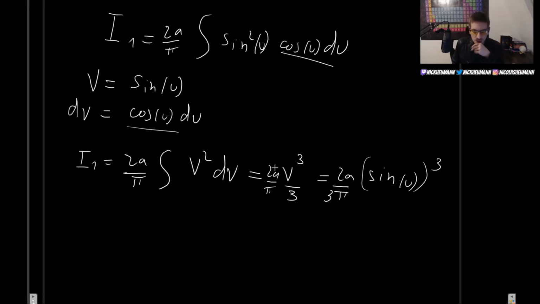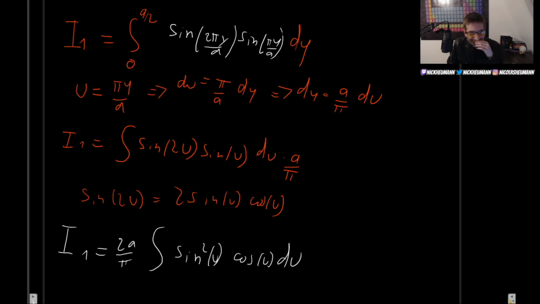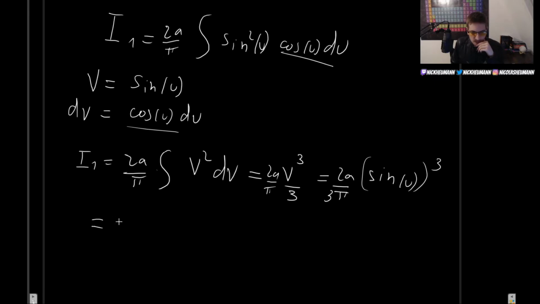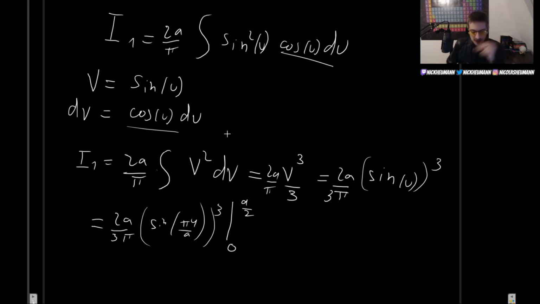But what was u? No, seriously, what was it? u was pi y over a. So 2a over 3 pi, sine of, was it 2 pi over, no, I think it was pi y over a. Yeah, pi y over a, yes. All of this cubed, and now we apply the limit, so 0 to a over 2. That was it, right? I believe that it was.